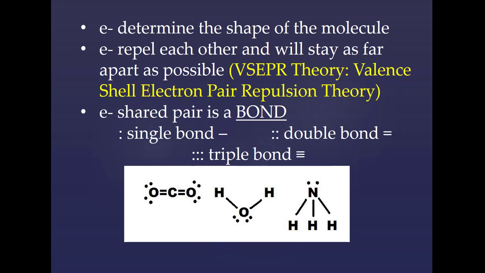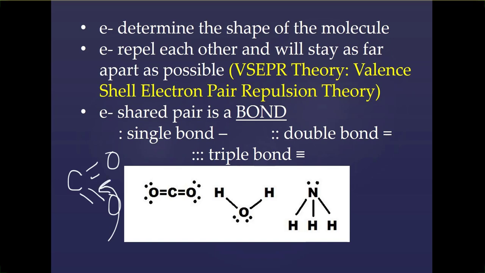Electrons will repel each other in the bond. So why did I draw in CO2 the double bonds far away from each other? How come I didn't draw them close to each other like this? That's because these electrons will repel, and so they want to get as far away from each other as possible. This is called VSEPR theory, which stands for valence shell electron pair repulsion theory. It just means that the electrons in the bond repel each other.